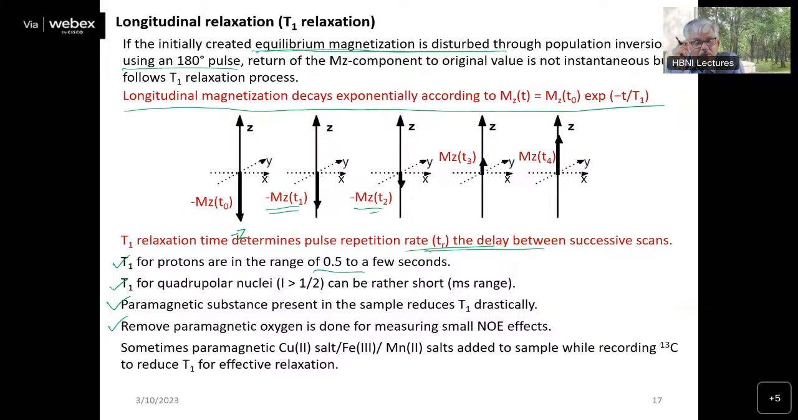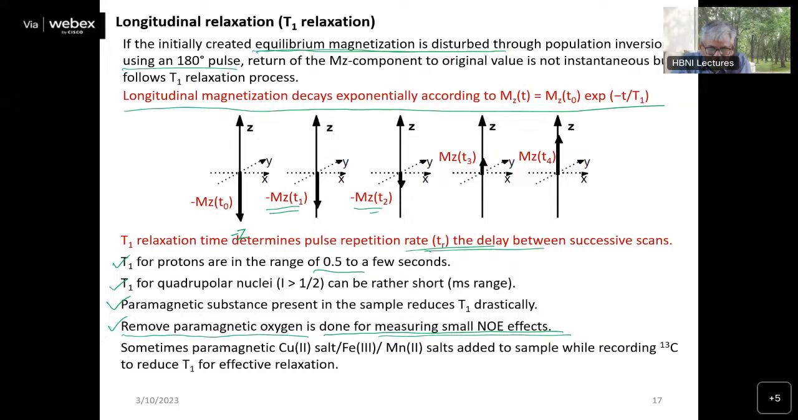That's why, when you do very specific experiments where the paramagnetic system has to be completely removed, you have to remove oxygen by purging nitrogen through your sample. Specifically, when you measure the NOE, you have to remove oxygen. If it is there, you will not get a good NOE result. We'll see the NOE in the next class.